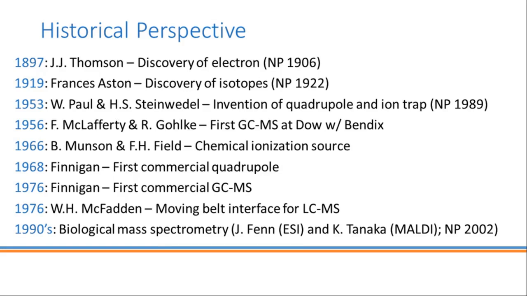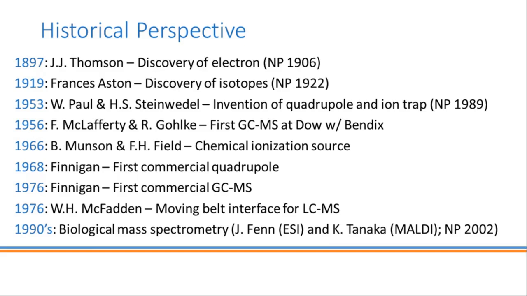And then you really see the development of GCMS take off, but it still is 20 years before there's a commercial GCMS made available by Finnigan. The first commercial quadrupole wasn't until the late 60s. And all along through here, there's development of new ionization sources and improvements of instruments and whatnot.